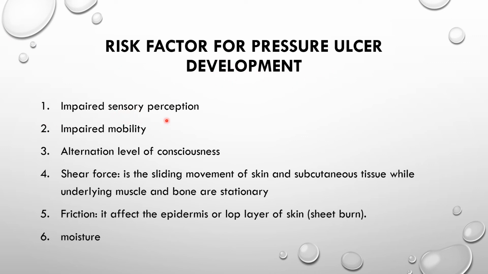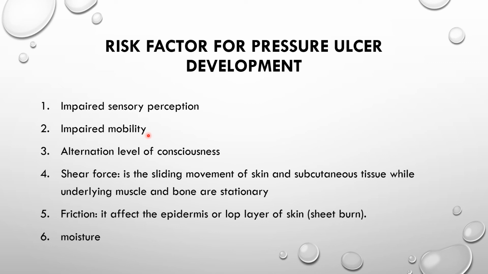Next topic is the risk factors that lead to the development of pressure ulcers. First is impaired sensory perception, where a patient is unable to sense any kind of impulse, which can also lead to a pressure ulcer. Second is impaired mobility, where a patient cannot move their body in the bed.